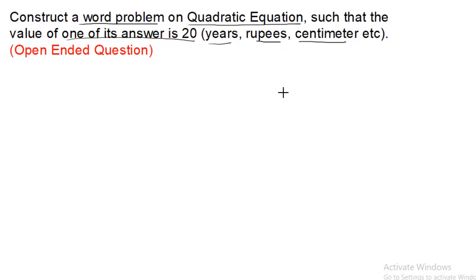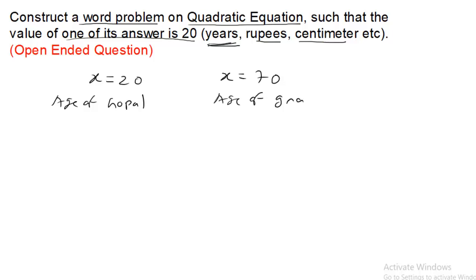Let us frame the equation for the ages. Now, as we know, a quadratic equation has two solutions. So we can consider one of the solutions as x is equal to 20. Let us consider another solution is equal to 70. And let us frame the situation for the years. You can consider this x as the age of Gopal, a student, and you can consider the 70 as the age of the grandfather.